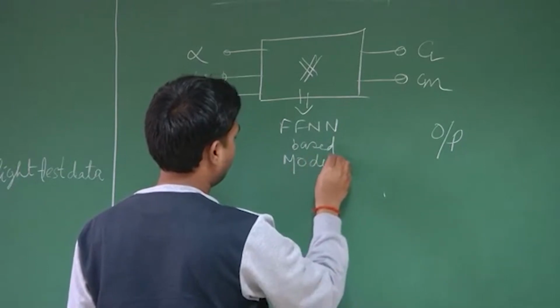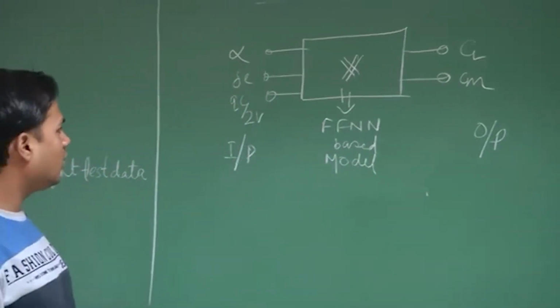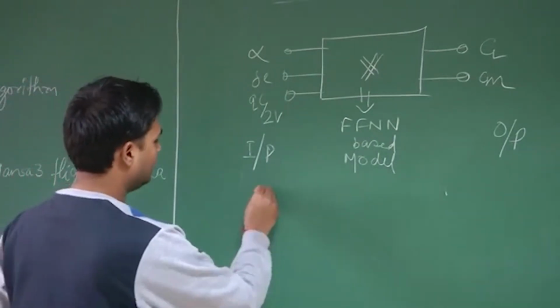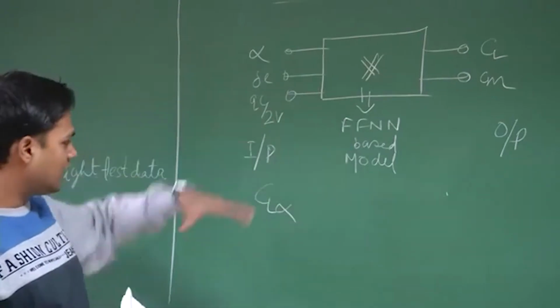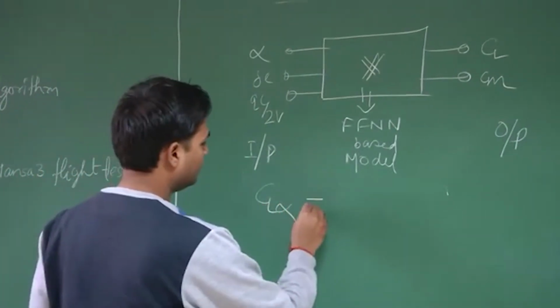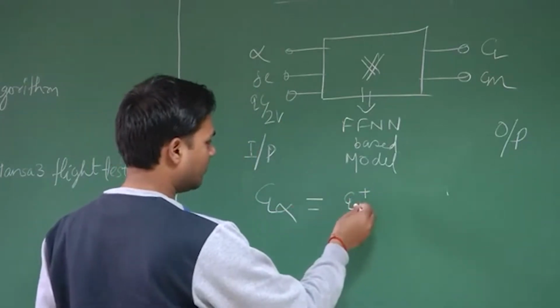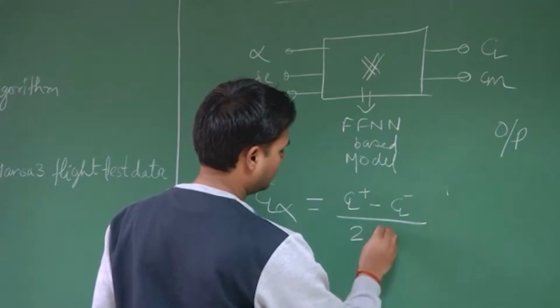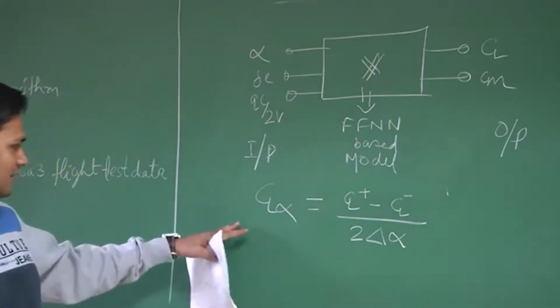Okay, so this part we have done now. For the delta method, what it suggests is that you start perturbing the input. Suppose I want to find CL alpha, then you perturb alpha in both directions. Corresponding to that, you will see the responses in CL. Suppose for positive perturbation it is CL plus, and for negative perturbation it is CL minus. Then you divide by twice the perturbation, so you will get CL alpha like this.